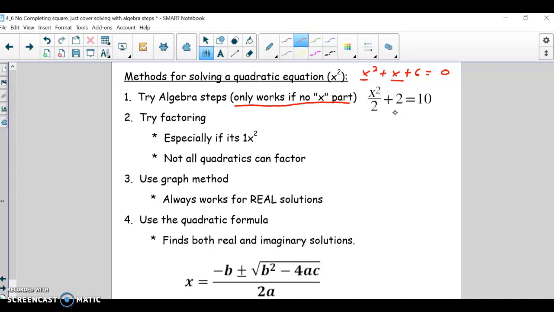I want to get this example down, by the way. We cancel out the plus 2 with minus 2, and then multiply by 2 because this is a divide by 2. So multiply both sides by 2 to cancel that out. So we get x squared equals 16. And then you can cancel out an x squared by taking the square root of both sides.